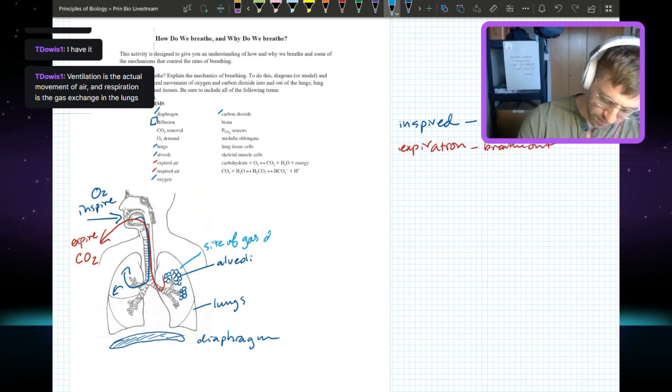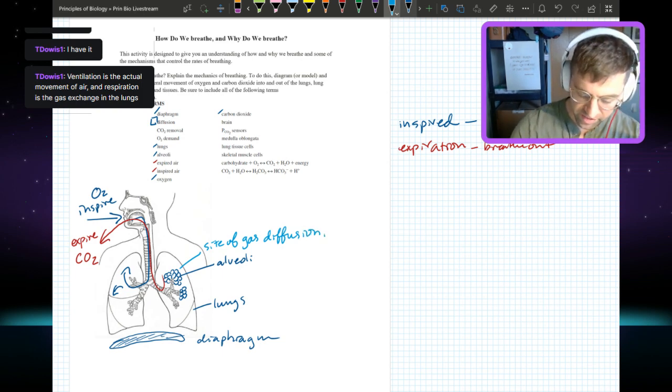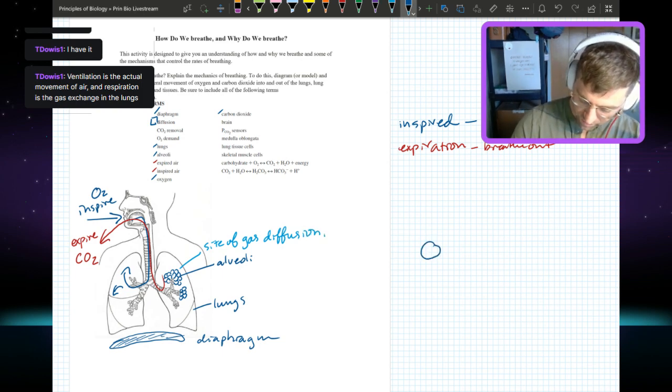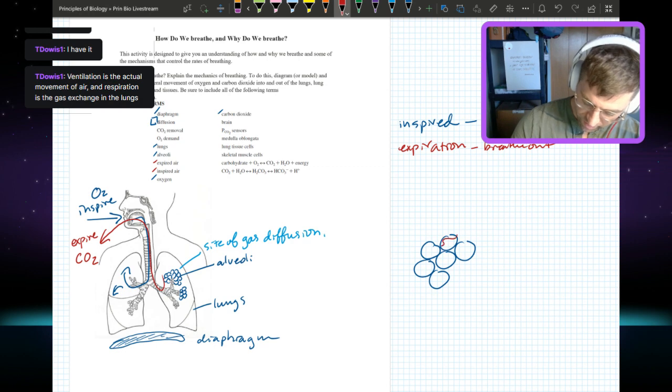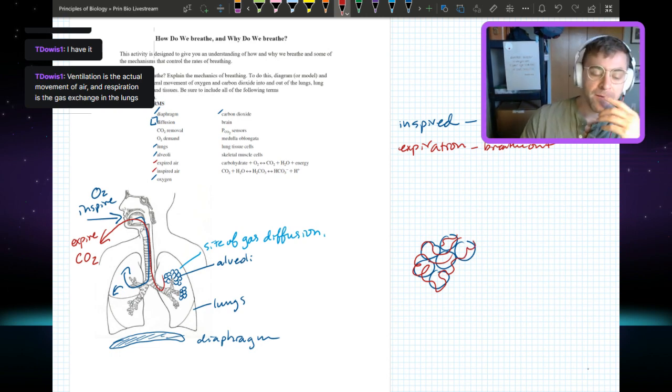Gas diffusion. The other component that these alveoli have is that they are wrapped, basically, in vasculature, in capillaries.